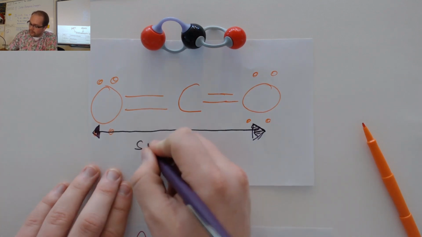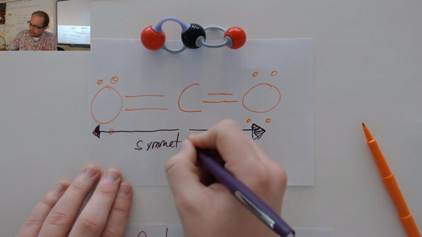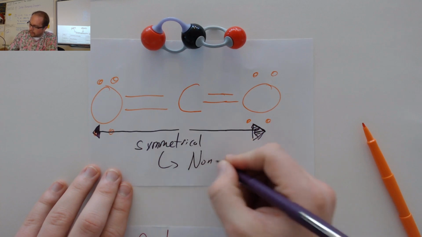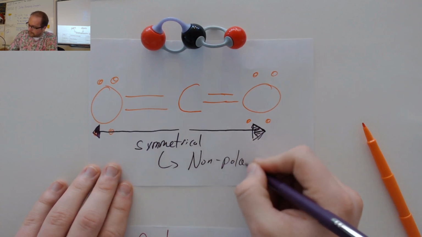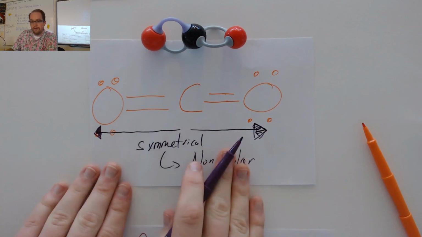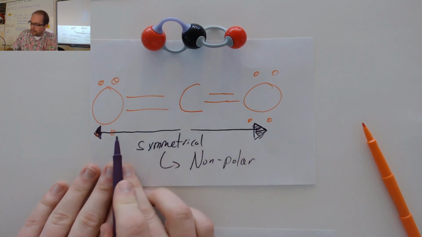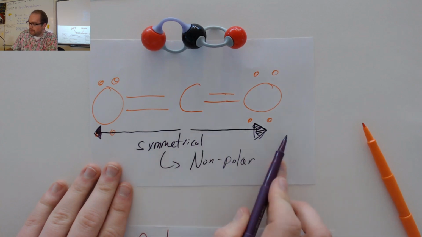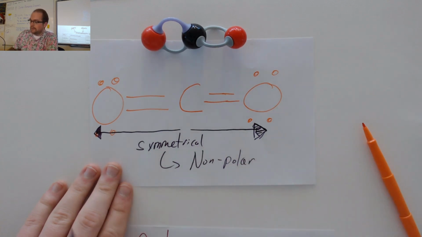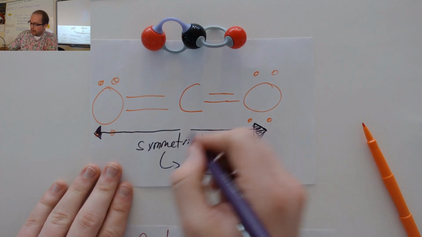So this is symmetrical, meaning that this is a nonpolar molecule. Okay, they are evenly shared. Again, think of a tug of war with two evenly strong teams. One pulls this way with 100 pounds of force and one pulls this way with 100 pounds of force. Nothing changes. So we have a very simple nonpolar molecule here.